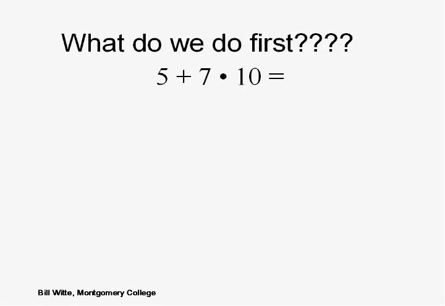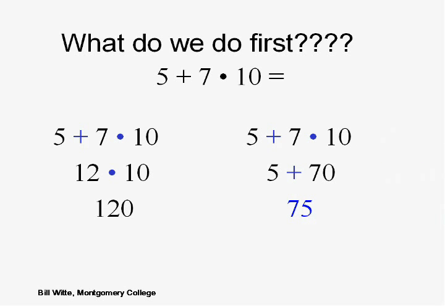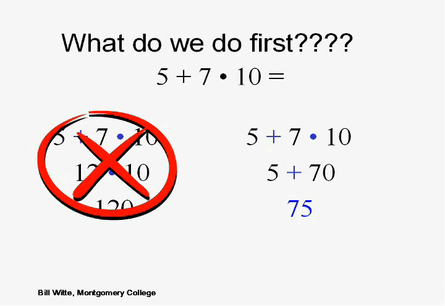So, which do we do first here? Is it add the 5 and the 7 first? Or multiply the 7 and the 10 first? Well, you got tempted to do that addition first, didn't you?